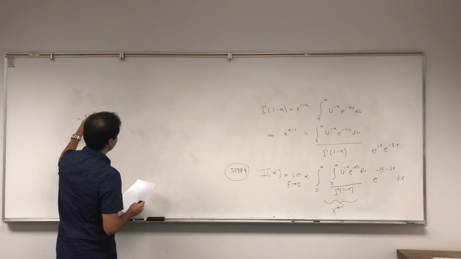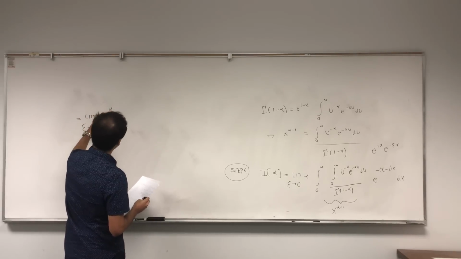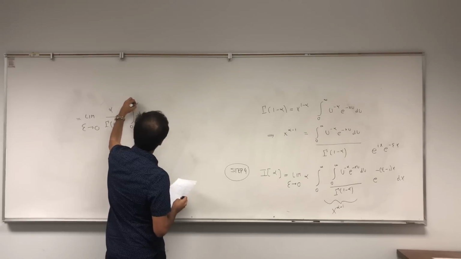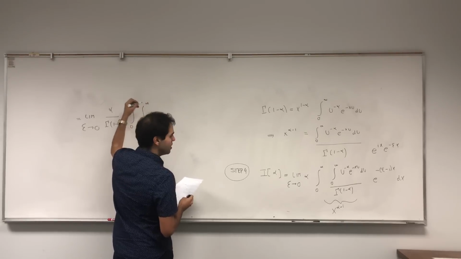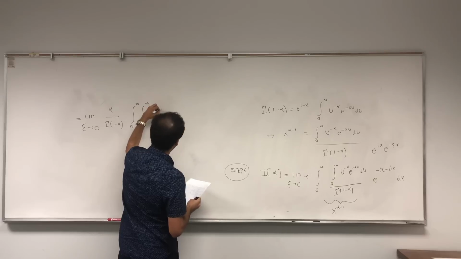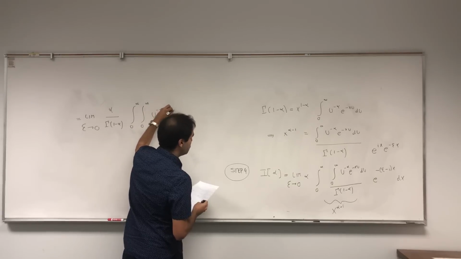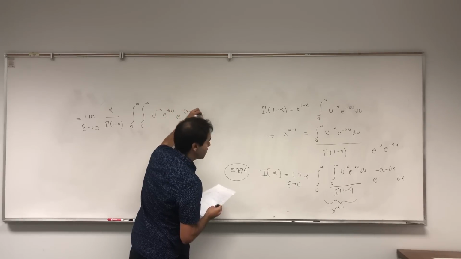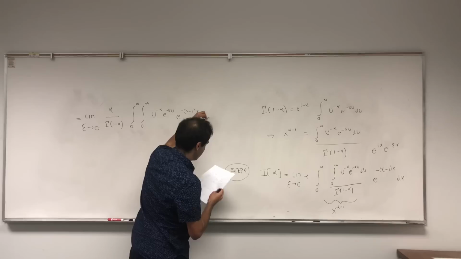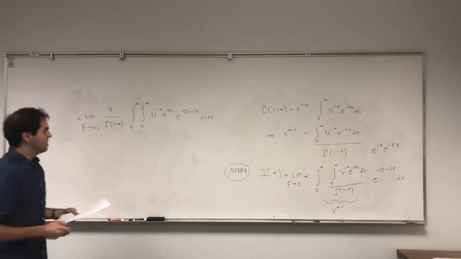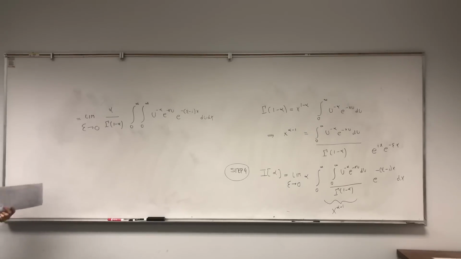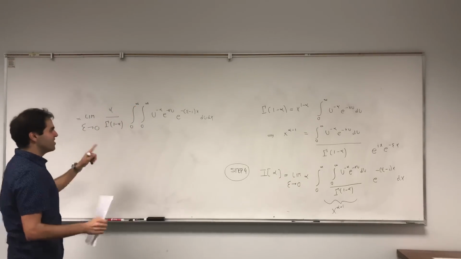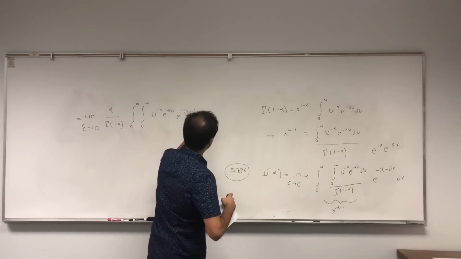So let's do the limit as epsilon goes to 0 of alpha over gamma of 1 minus alpha, integral from 0 to infinity, integral from 0 to infinity of u to the minus alpha, e to the minus xu, e to the minus epsilon minus ix, du dx if you want. And guess what? We have a double integral. What time is it? It's Fubini time. So assume you can interchange the two.